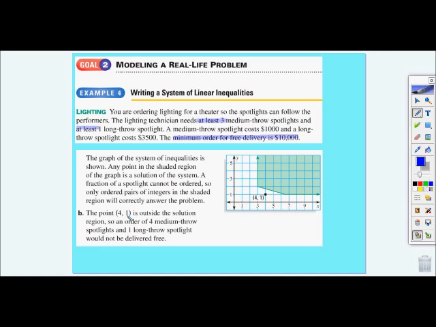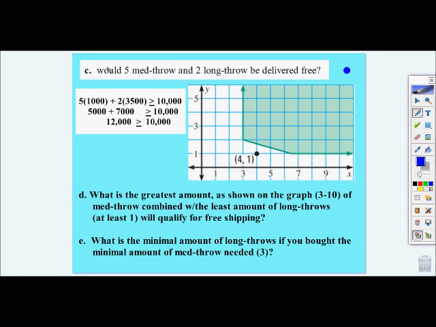Now we have to see when we graph those 2 inequalities, does that graphed point, that coordinate point, fall within our solution area? And it does not. So the delivery would only be free in the shaded area. Showing that with the equations, we could go to the next question. What if we bought 5 medium throws, again, satisfying it had to be at least 3, and 2 long throws, satisfying it had to be at least 1? Would our delivery be free then?